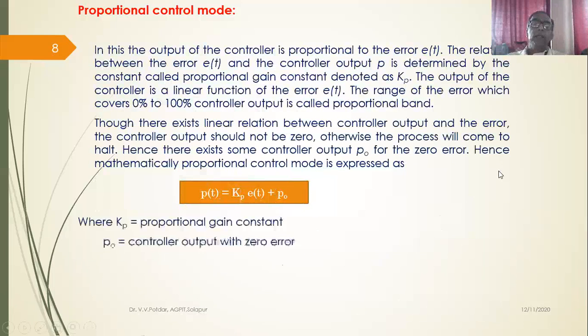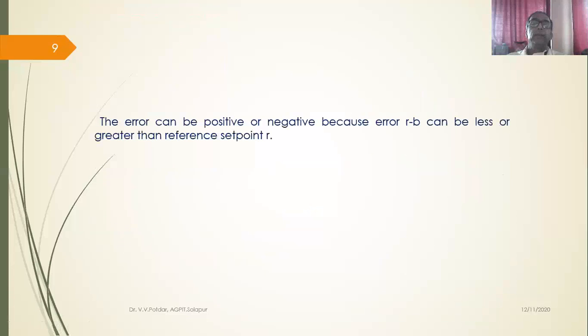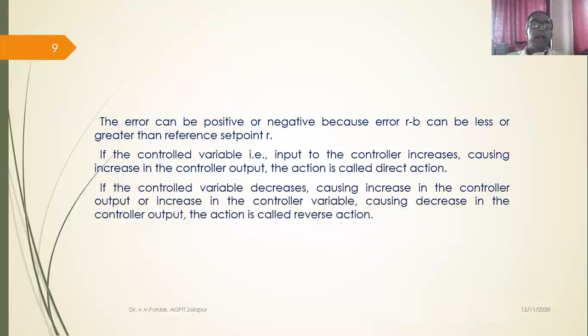This equation we have already seen. If the control variable decreases, causing an increase in the controller output, or an increase in the control variable causes a decrease in the controller output, the action is called reverse action. So the proportional action can be direct action, where with an increase in error, controller output is also increasing, and reverse proportional action, where with an increase in error, the controller output is decreasing. And with a decrease in error, controller output is increasing. That is called reverse proportional control action.